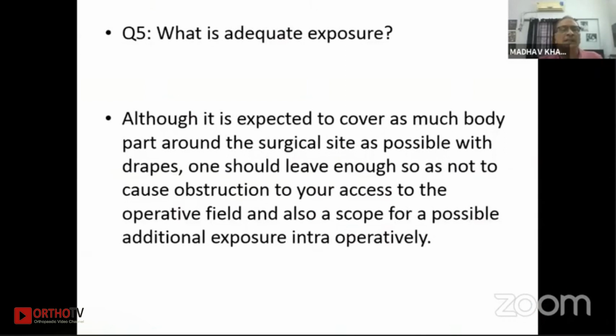Question 5 is, what is adequate exposure? Although it is expected to cover as many body parts around the surgical site as possible with the drapes, one should leave enough so as not to obstruct your access to the operating field and also leave scope for a possible additional exposure intraoperatively.